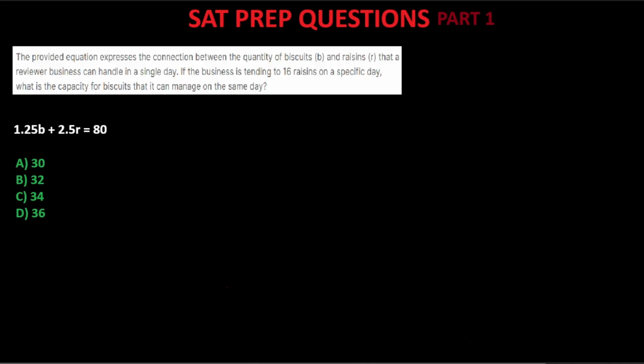This question is effectively asking for a ratio between raisins and biscuits. So our equation has B for biscuits, R for raisins, and it's asking if the business is tending to 16 raisins in a specific day, what's the capacity for biscuits? Well, we start off by writing the equation. And we're given that raisins equals 16, so we replace R.